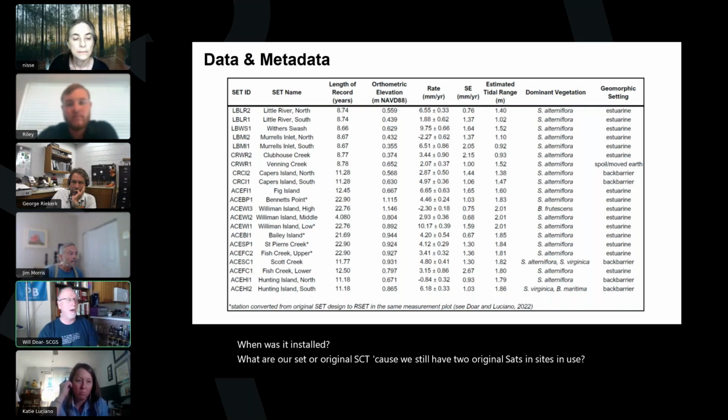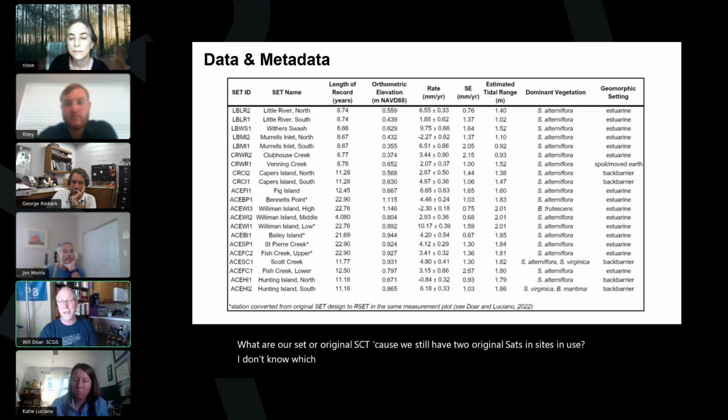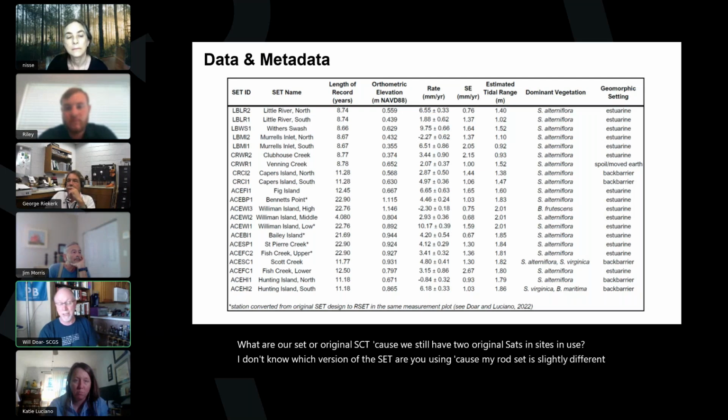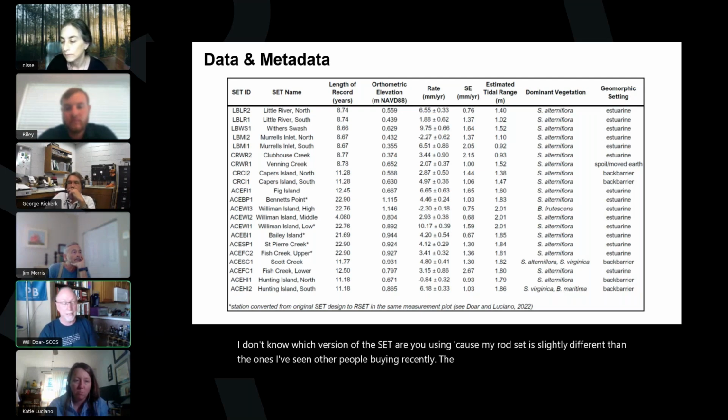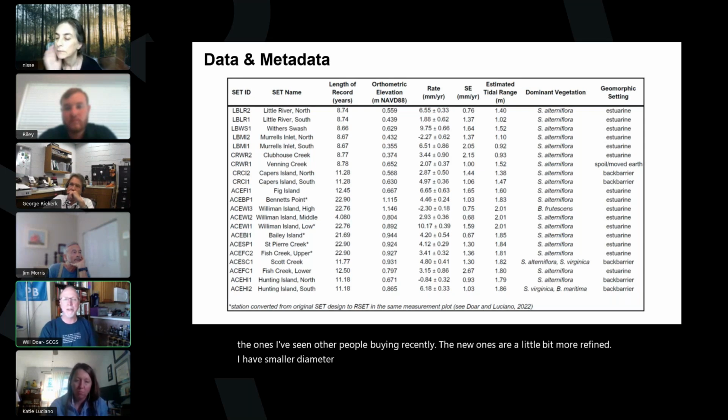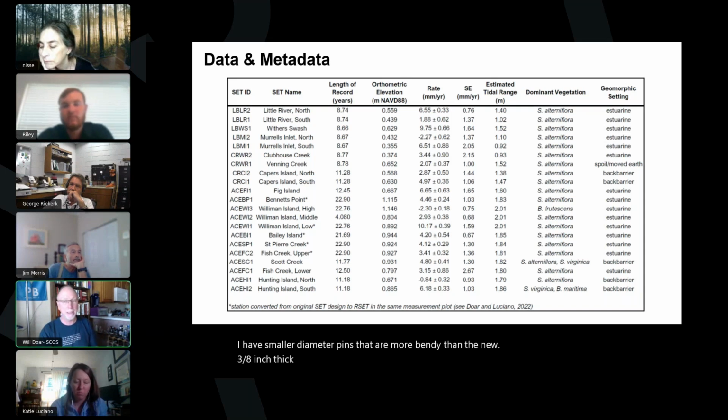I don't know, which version of the SET are you using? Because my rod set is slightly different than the ones I've seen other people buying recently. The new ones are a little bit more refined. I have smaller diameter pins that are more bendy than the new 3/8 inch thick pins that people buy with the new SETs. You know, what needs to be in the metadata?